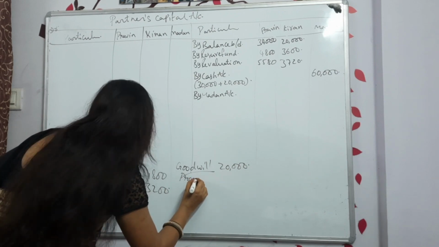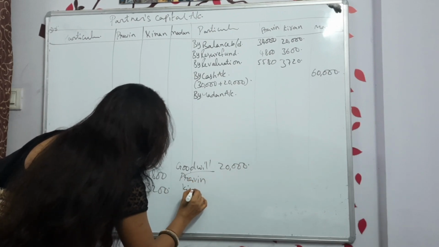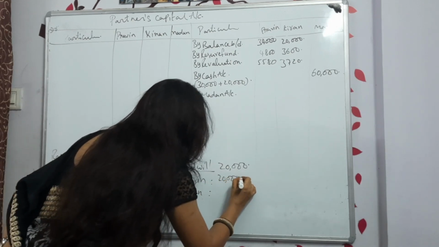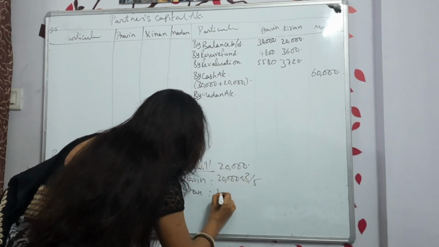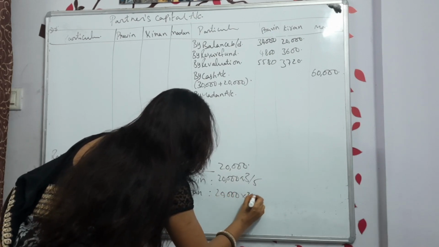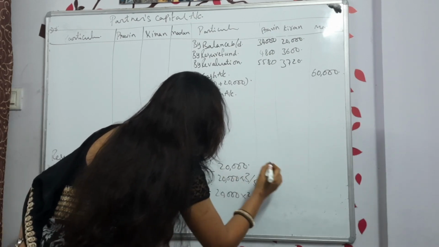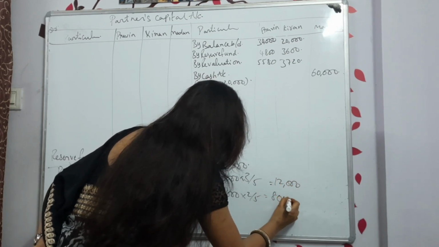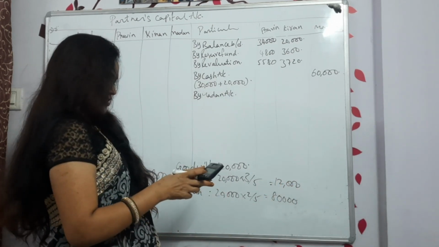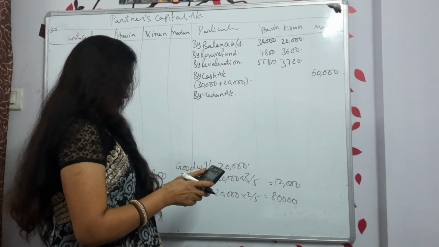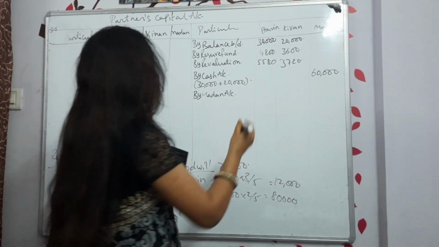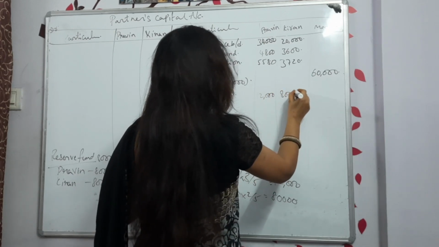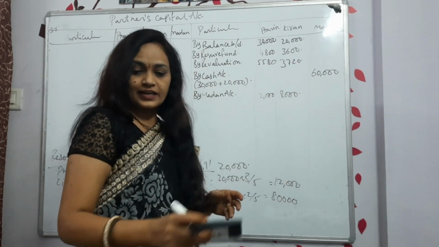Who are the partners? Praveen and Kiran. What is the ratio? 3:2. 20,000 into 3 by 5, and 20,000 into 2 by 5. How much will you get? 12,000 and 8,000. Is it? So 12,000 and 8,000. And again, what happened?